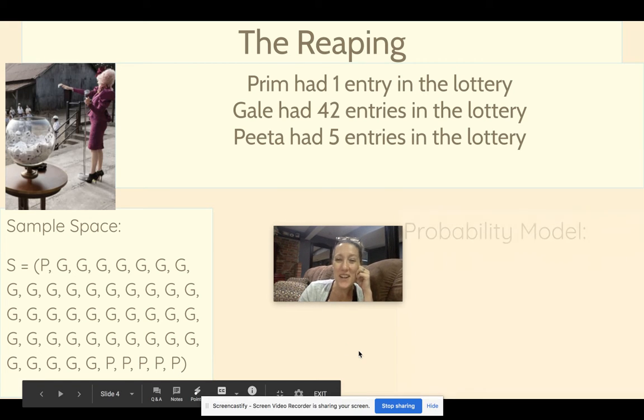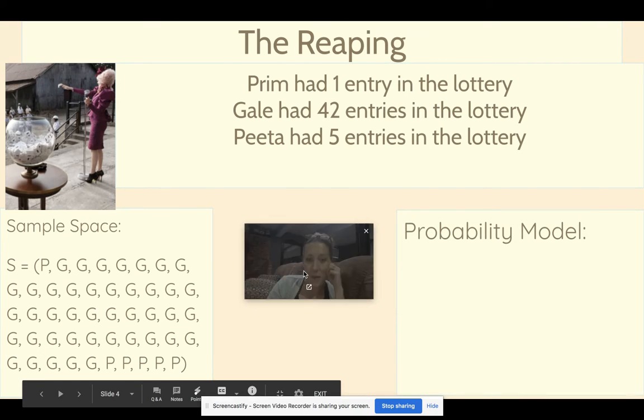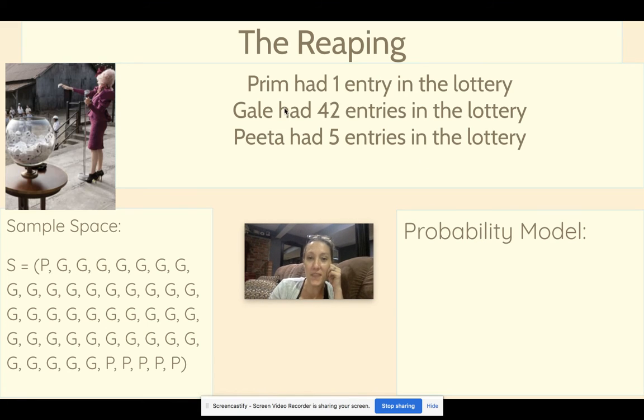But anyway, looking at our probability model, how do you think I could show the probability of Prim? Take a guess. So Prim had 1 entry. And if I'm looking just at these entries, I can see that there are 48 entries total if I add these up. So Prim's probability out of just those 3 people would have been 1 out of 48.